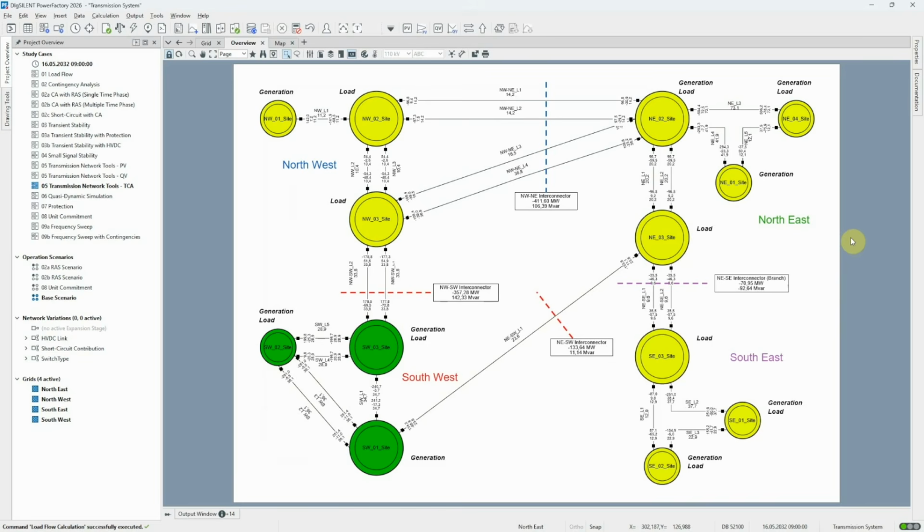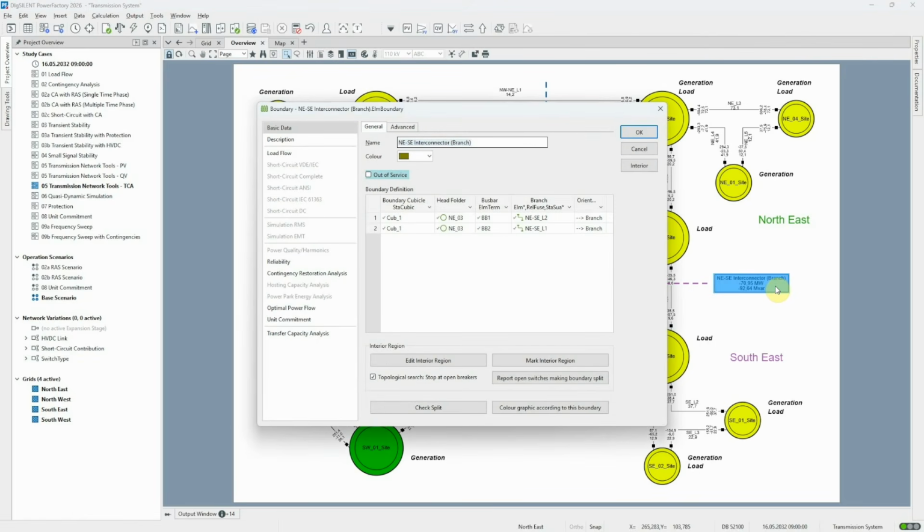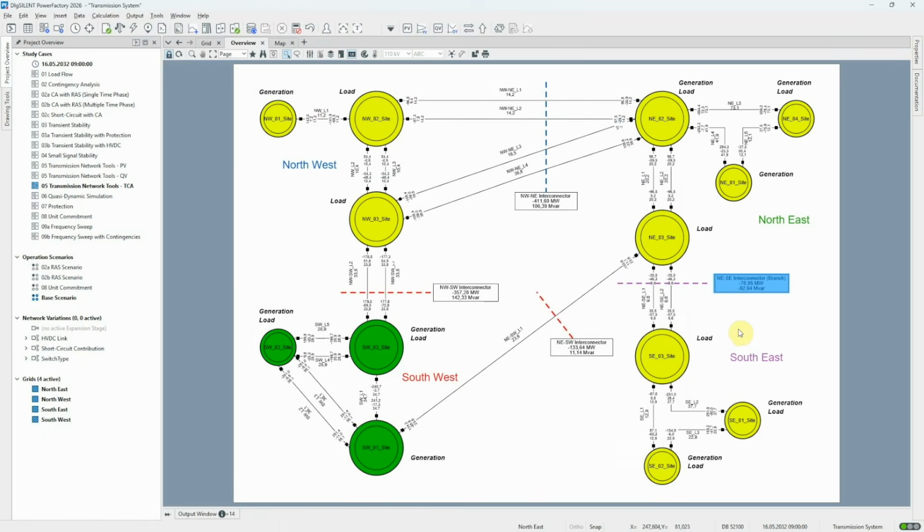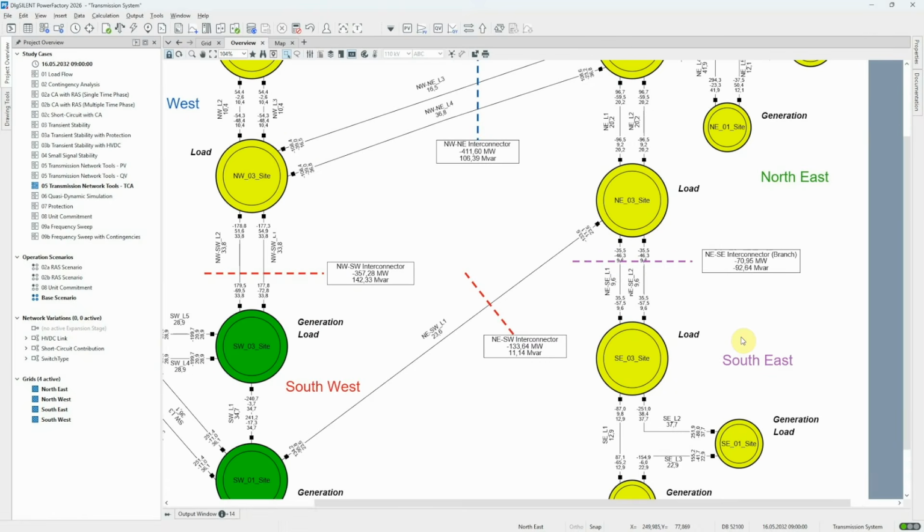In this example, we'll consider the transfer between the southeast and the rest of the system. A boundary called NESE interconnector branch has been set up in order to monitor the flows between these two parts of the network. Looking at the results in the overview diagram, we can see that there is a transfer of about 71 megawatts across this boundary.